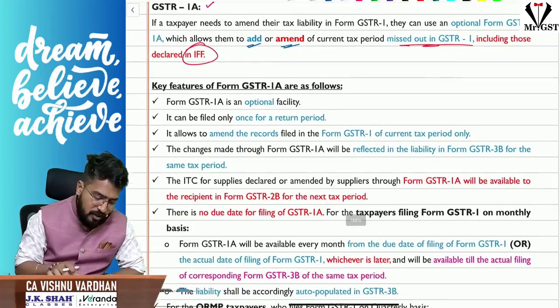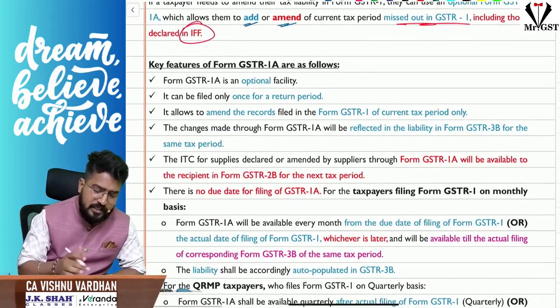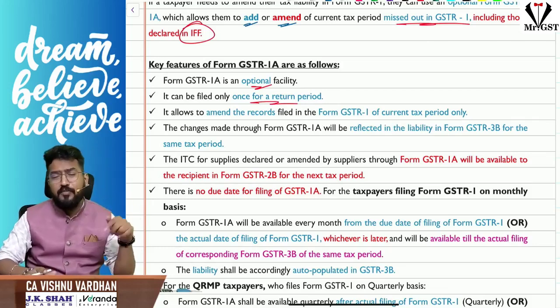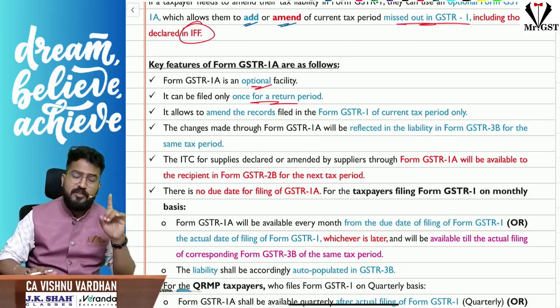Okay. Now coming to the point. Sir, this is an optional facility. First of all, we should understand this is something optional, and available once for a return period. Understand, you cannot keep on filing 1A, keep on making mistakes, keep on rectifying. Only once you can file GSTR 1A.